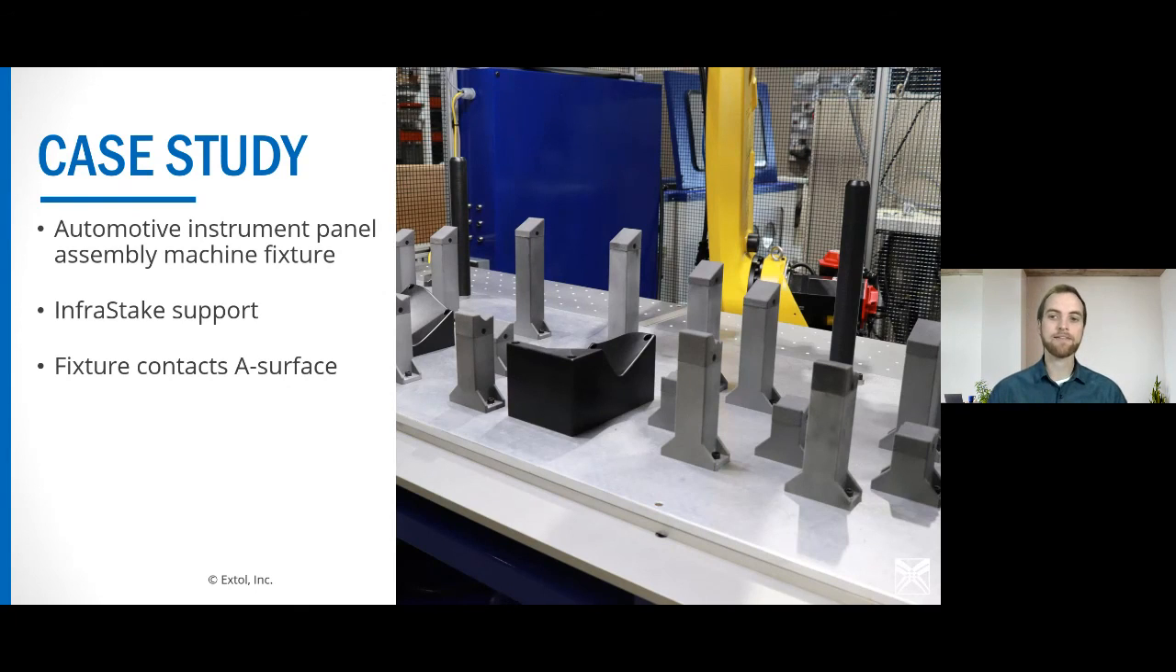So after seeing that concept, Jesse, one of our custom machine designers, rose to the challenge and produced the fixture shown here with soft touch tooling to replace the poured urethane supports he had planned to use. So to give you a little overview, it's an automotive instrument panel fixture. All of the vertical supports are there to back up InfraStake, which is one of our proprietary staking technologies here at Extol, and then to protect that A surface of the instrument panel.